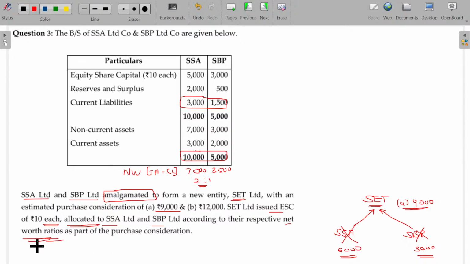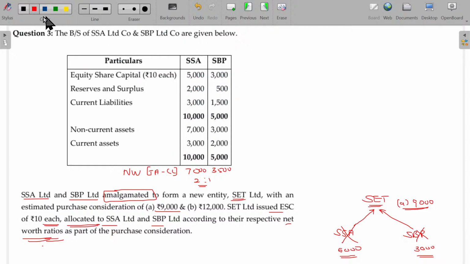Net worth is nothing but assets minus liabilities in case of the asset side approach. In case of the liability side approach, you just find the equity shareholders' worth, which is equity plus reserves and surplus: 5 plus 2, 7,000, and 3,000 plus 500, 3,500. That way also you can calculate. From this, it is very clear SSA's net worth is 2 times that of SBB. SSA's net worth is 7,000, SBB's net worth is 3,500. Otherwise, a 2 is to 1 ratio. The entire 9,000 will be segregated to SSA and SBB in that same ratio, 6,000 and 3,000. Now I'm going to solve this illustration.